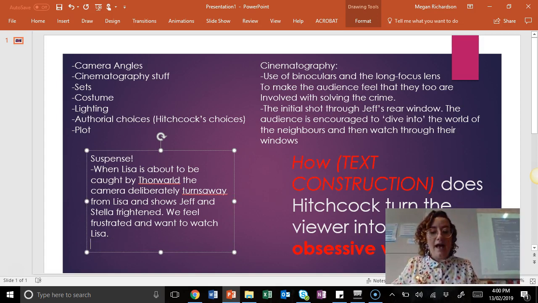All right. So we've got when Lisa is about to be caught by Thorwald, the camera deliberately turns away from Lisa and shows Jeff and Stella frightened. We feel frustrated and want to watch Lisa. We feel drawn back, and I feel like you could even talk about obsessive voyeur there. Yeah. That kind of turns us not just into someone who's watching passively, that we're like, show us Lisa.